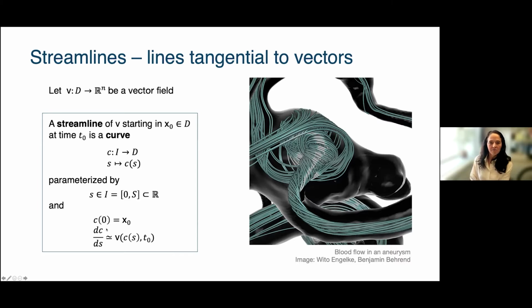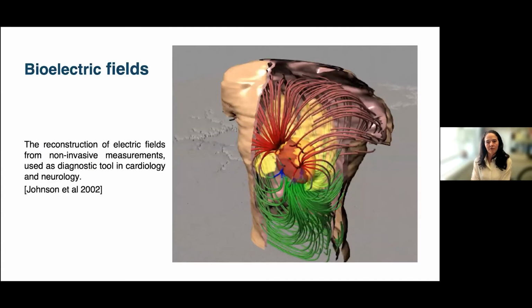So streamlines are used very, very frequently for visualization of flows, but not only flows, also for other fields, like here, for example, the electrical field. This is a medical application here, where the electric field is used as a diagnostic tool in a cardiac application. And you see very nicely here that these electrical fields are starting in the heart and how they are distributed over the body here.